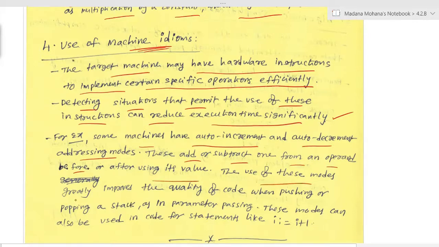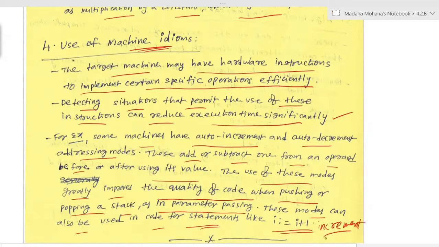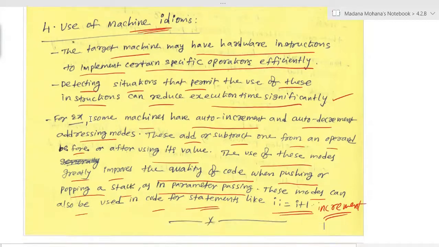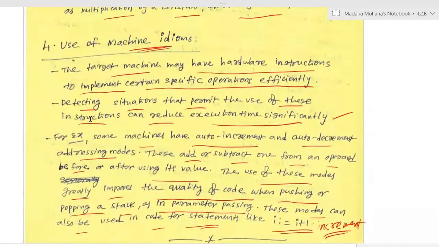The use of these modes greatly improves the quality of code when pushing or popping a stack, as in parameter passing. These modes can also be used in code for statements like I equal to I plus 1, that is increment, auto increment or auto decrement. These are all use of machine idioms. Okay, these are all the various techniques of peephole optimization.